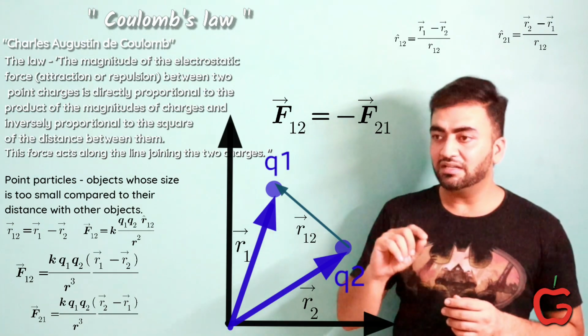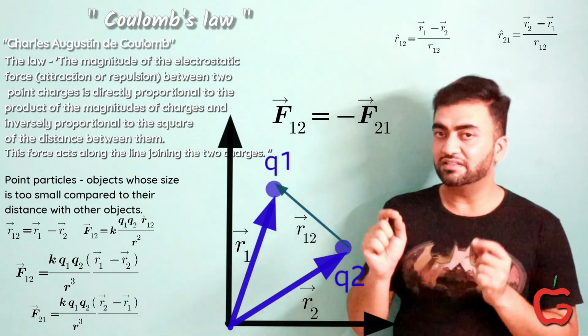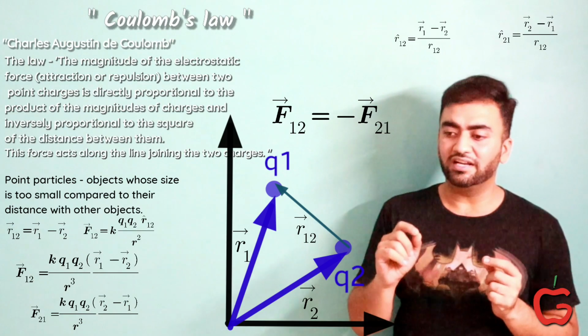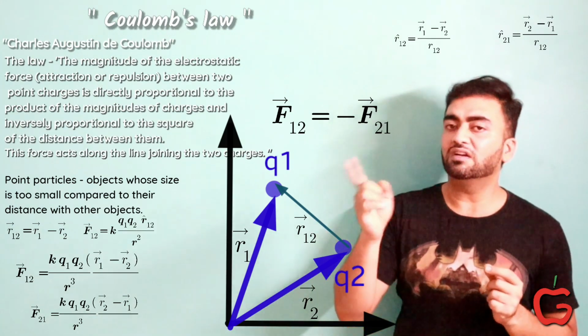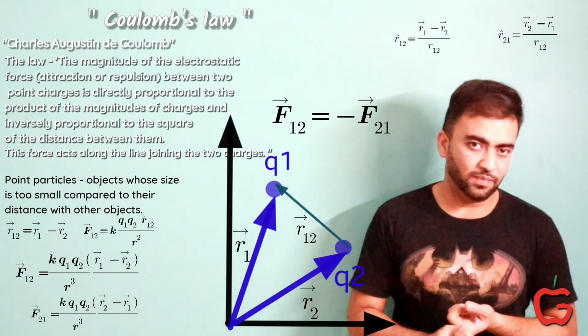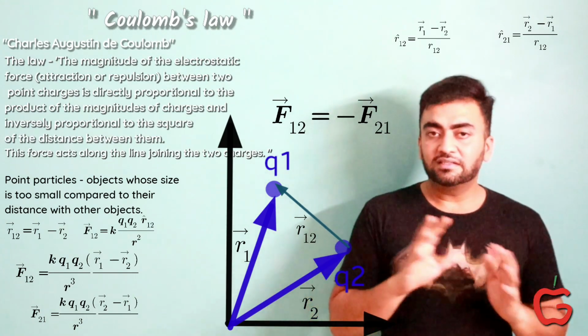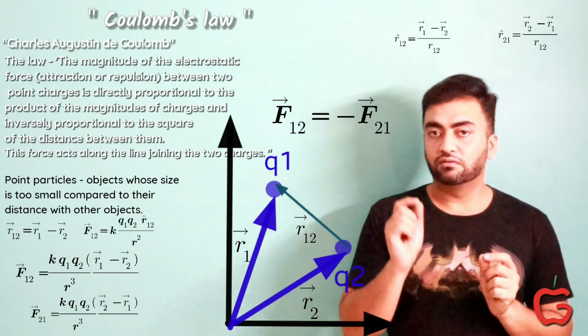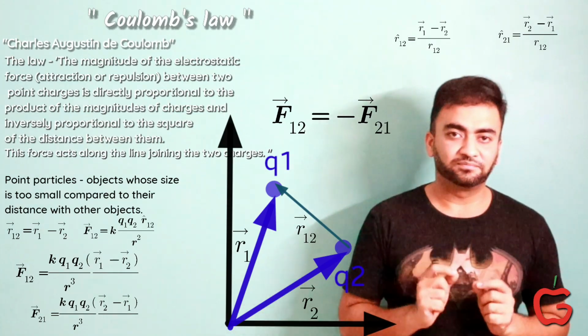So you have to remember that, though we have discussed this with respect to two positive charges only, it is equally valid for two negative charges or one positive and one negative charge. So this completes Coulomb's law for electrostatic interaction.